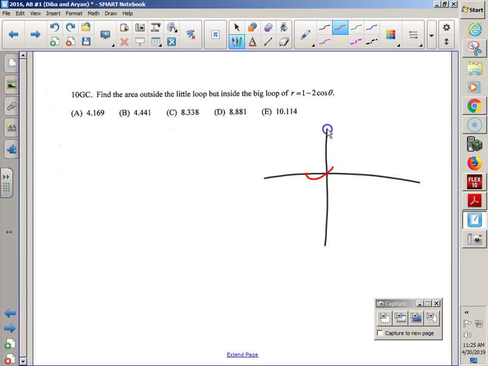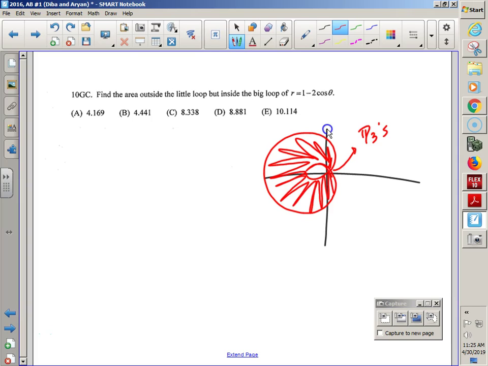Is this what it did? Yeah. Okay. And I know that my zeros are at pi over 3s, because cosine equals 1/2 at pi over 3s. Outside the little loop, but inside the big loop. You guys see what I want? How do I do that? Didn't 2 pi get the whole shebang? Who don't I want? I need a little loop. Well, where'd the little loop even happen? Didn't he go from 0 to pi over 3?